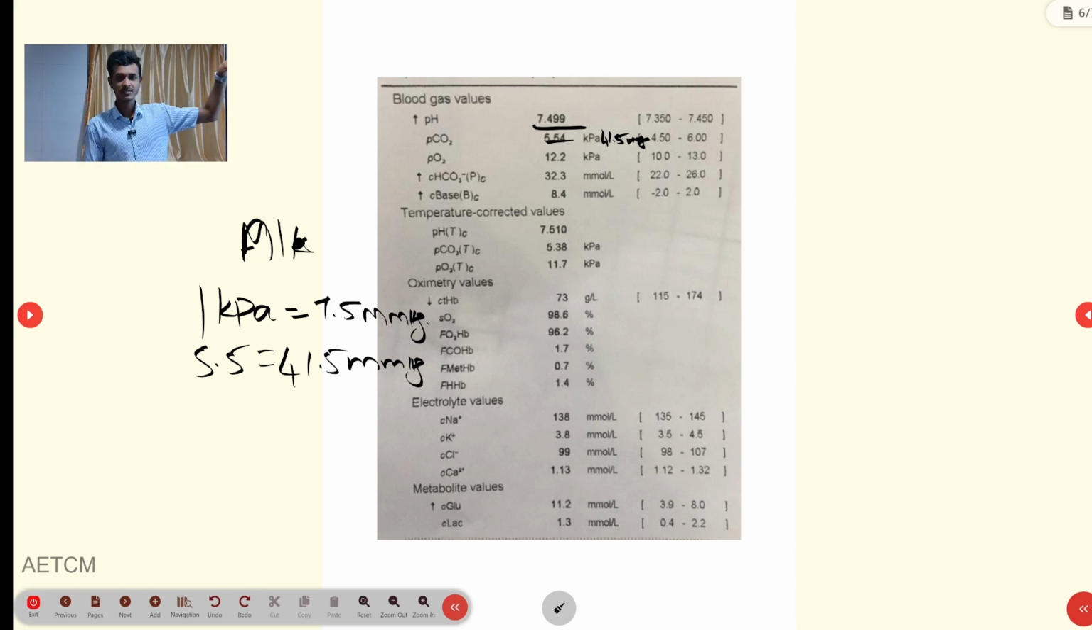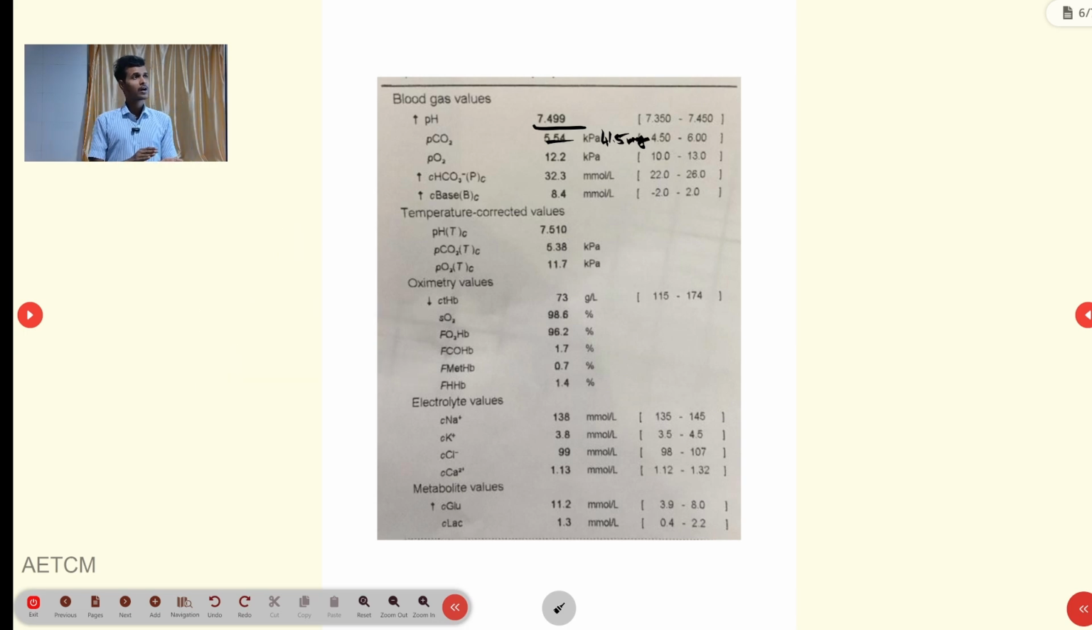Okay, clear? So this is the first step. In step 1, I check the pH level, then I check the PCO2, I am not getting a clear clue. So further I check the HCO3 and then the base level. So this is step 1. Moving on to the next step, that is the compensatory mechanism we have to check.